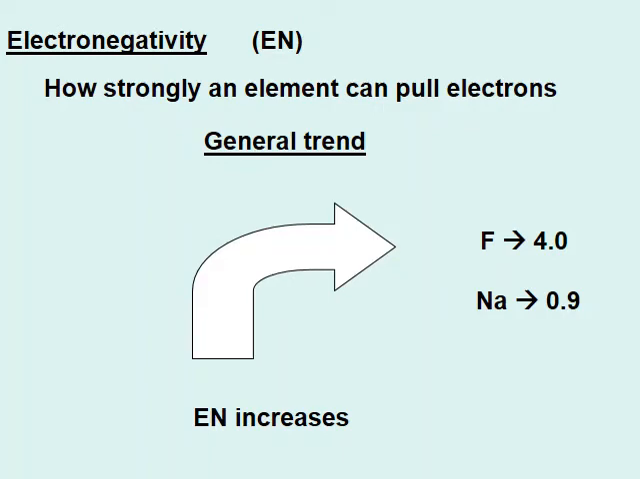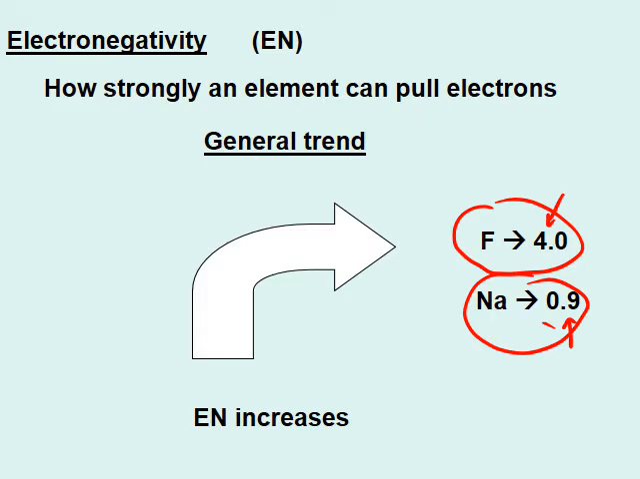Electronegativity tells us how strongly an element can pull electrons. And these are the numbers that have been assigned based on the electronegativity of different elements. The larger number means greater electronegativity. That means fluorine is more than 4 times stronger than sodium, which has 0.9. Now you get these values from the electronegativity table given in the book.